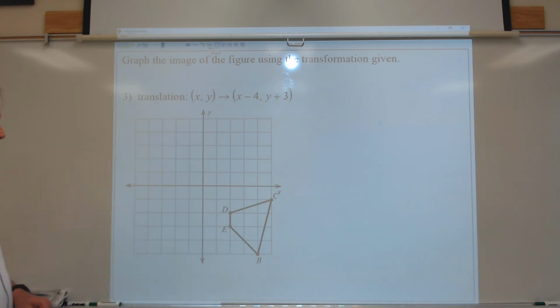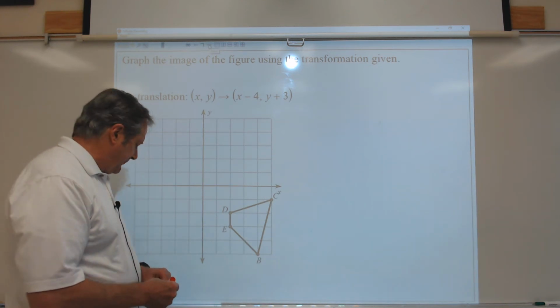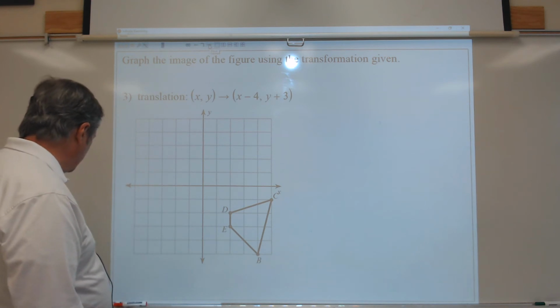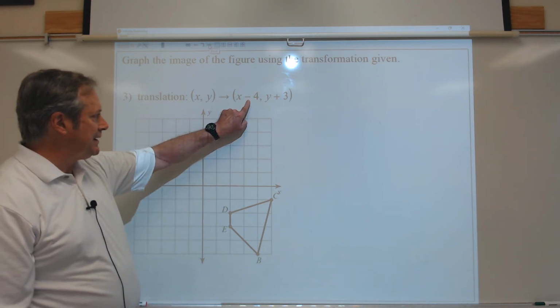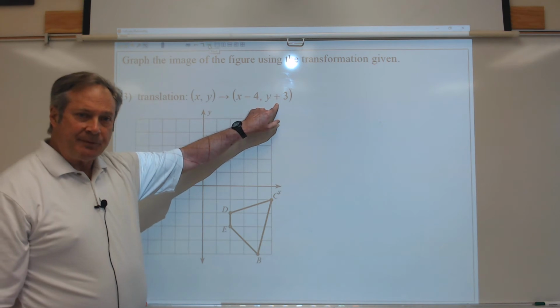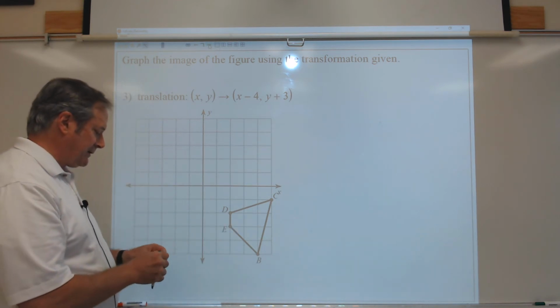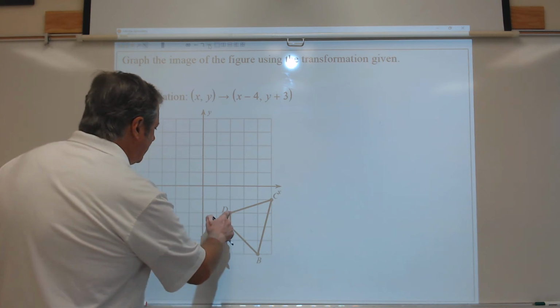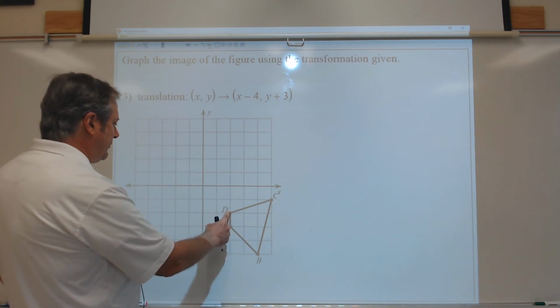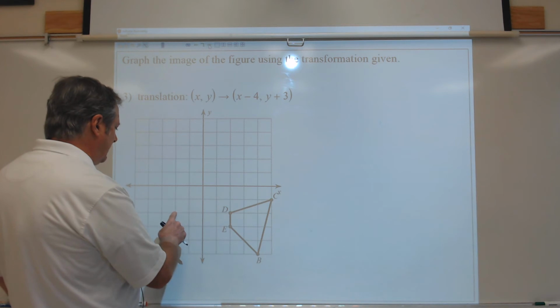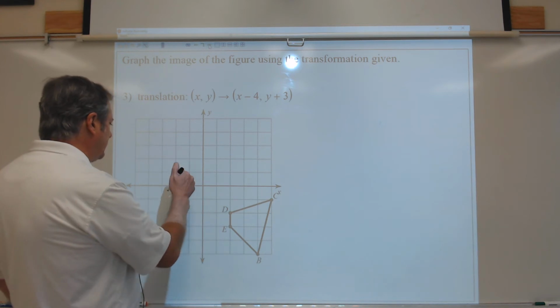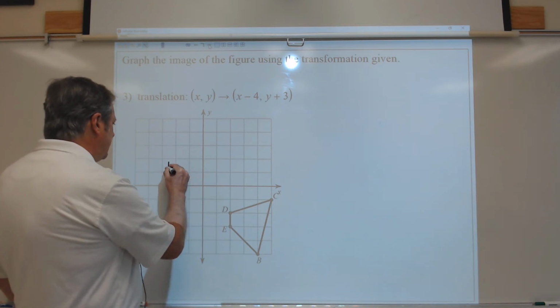Okay, once more, we've got another 4-sided figure. And this translation rule says that we're going to shift it left 4 and up 3. Now, once again, it really does not matter where you start. Just pick a spot and start. So I see D. I'm going to go left 4, 1, 2, 3, 4, and then up 3, 1, 2, 3. And that becomes D prime.